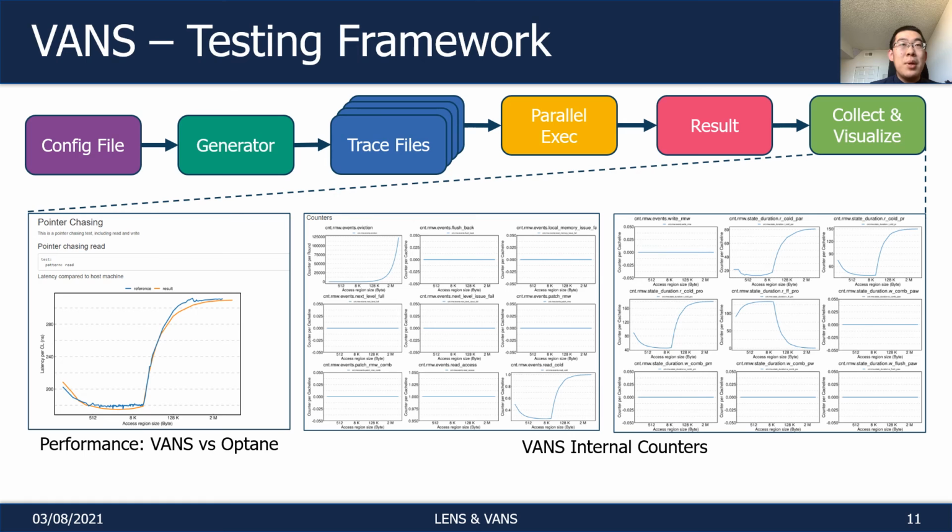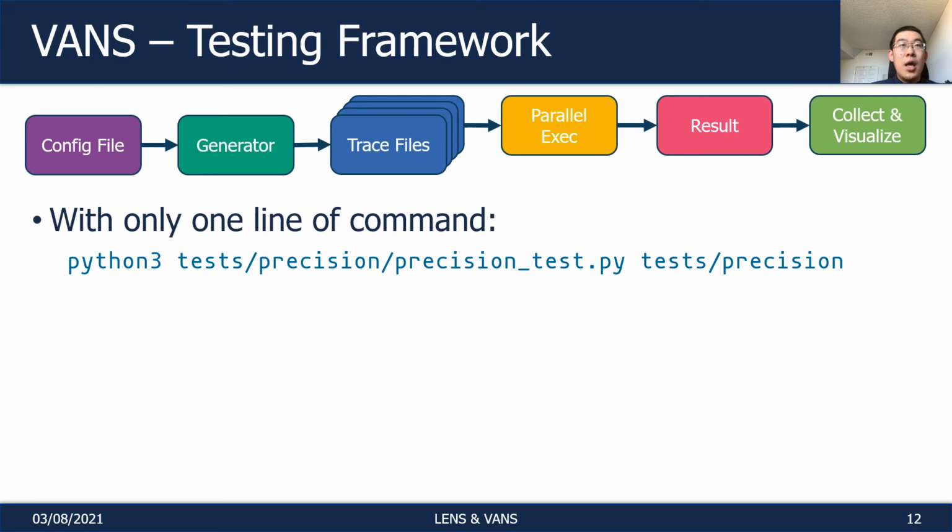Here's an example report generated by the testing framework. It shows a performance comparison between simulation and Optane DIMM, and plots all the internal hardware counters inside the VANS simulation. More importantly, all these tests are automated. The user just needs to set up a configuration file and then use this one line of Python command to run the tests. We believe this helps users to quickly develop their own non-volatile memory system model.